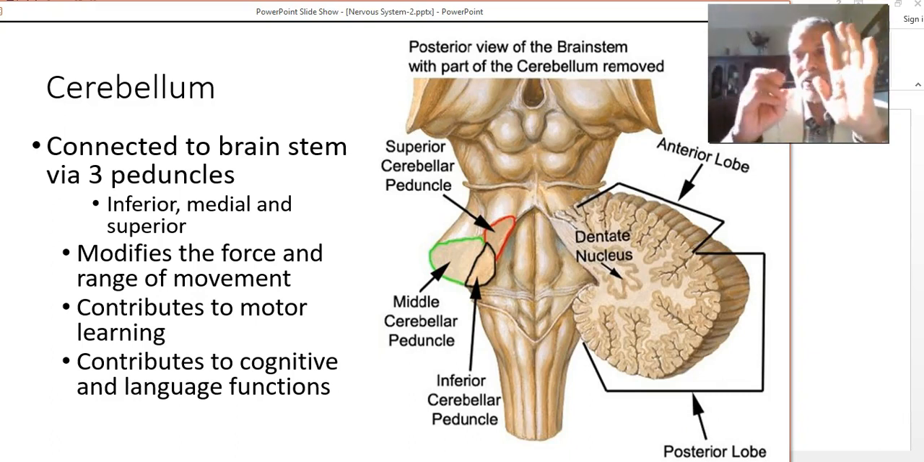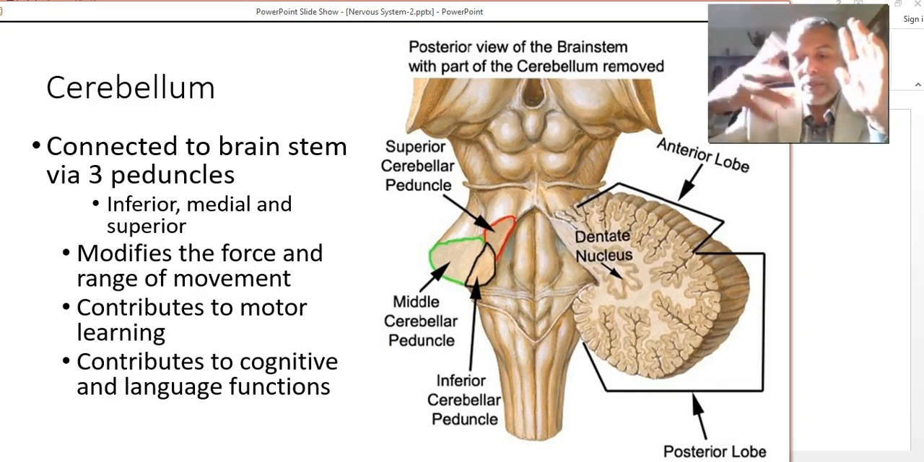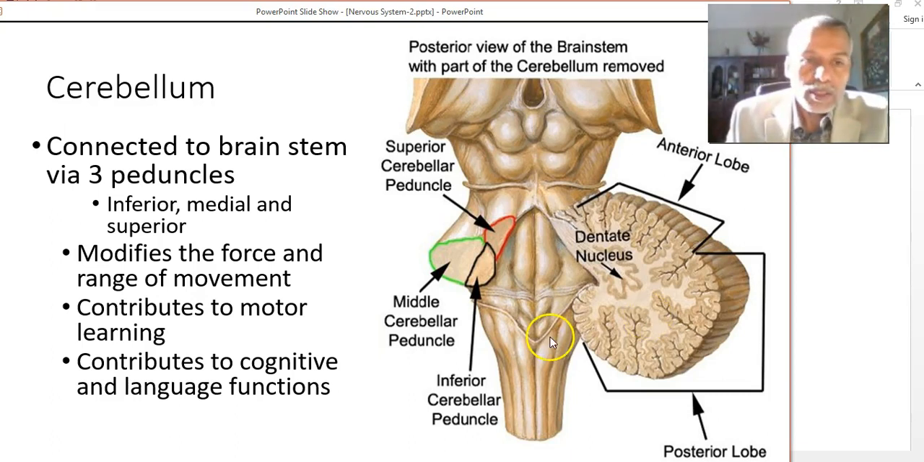So these are the errors. And then it gives you that feedback so you can correct your errors as you are performing the movement. It also contributes to language functions, and it contributes to cognitive functions, thinking and all of these functions.